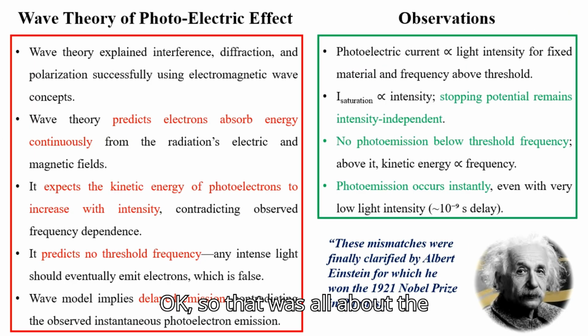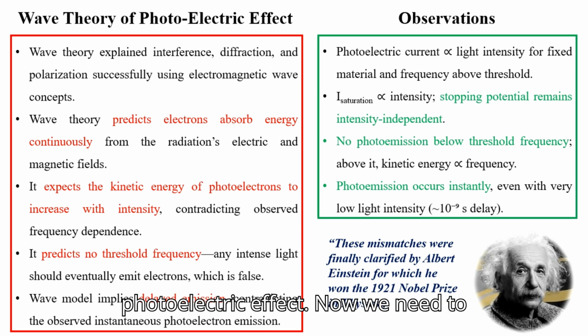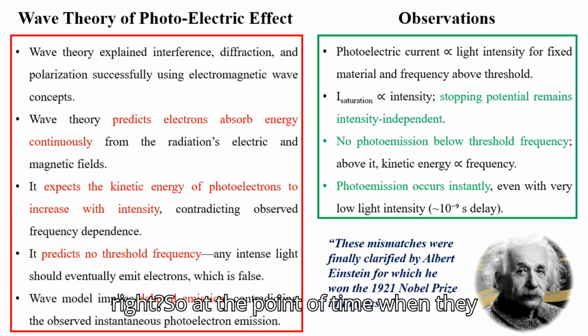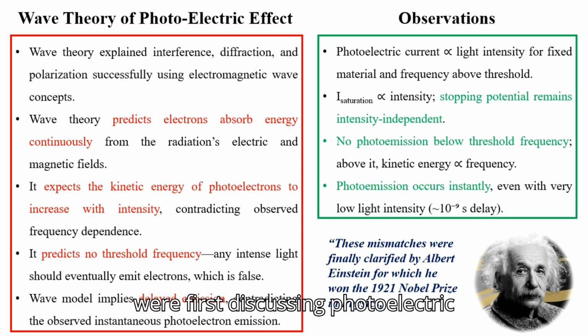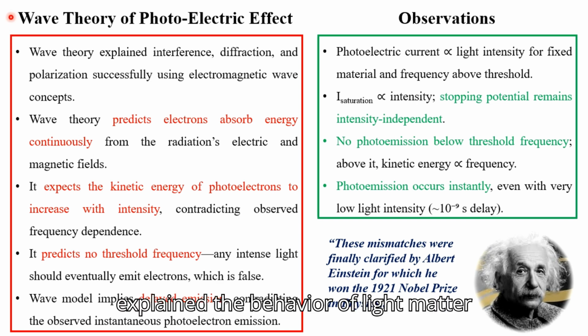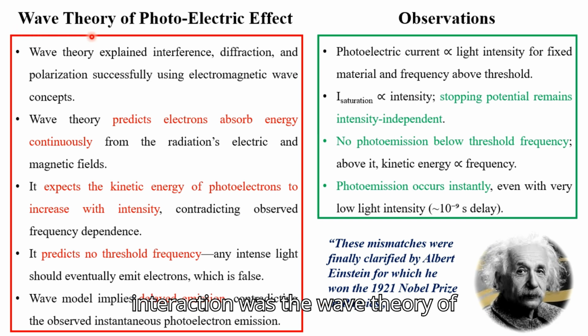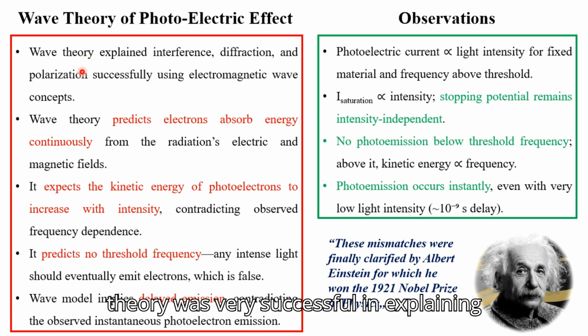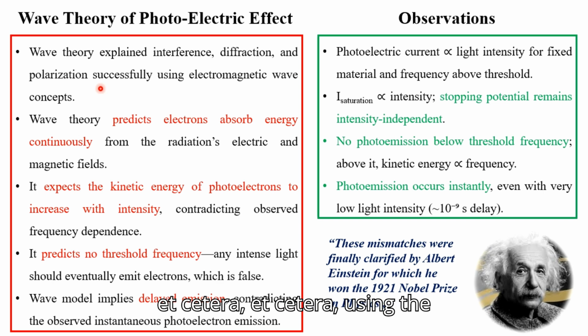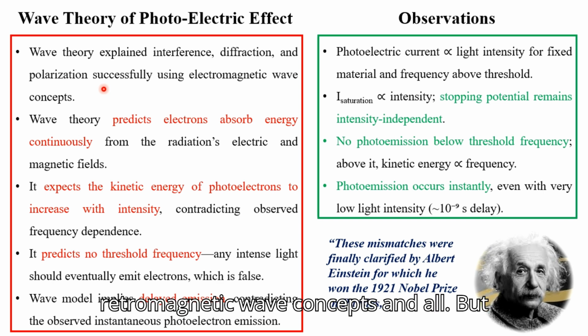Okay, so that was all about the experimental findings of the photoelectric effect. Now we need to correlate with the theory available, right? At the point of time when they were first discussing the photoelectric effect and using experiments to verify their theories, the major theory that explained the behavior of light-matter interaction was the wave theory. Wave theory was very successful in explaining interference, diffraction, polarization, etc., using electromagnetic wave concepts.